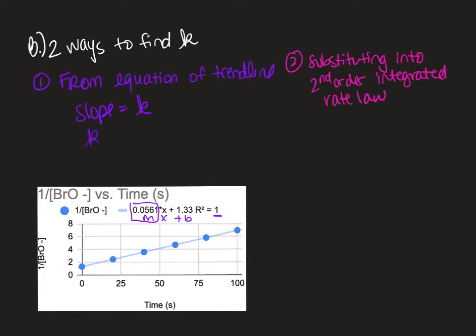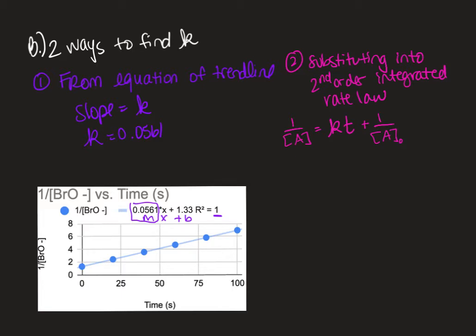So our value for k is 0.0561, and we get that because it's our slope. Another way to do it is how you're kind of used to doing it, and that's substituting into the second order integrated rate law. The second order integrated rate law is 1 over concentration of A, in this case our A is BrO-, is equal to k times t plus 1 over the initial concentration.